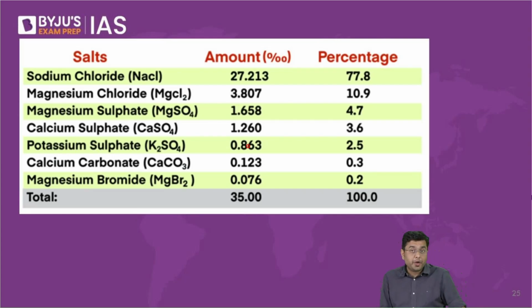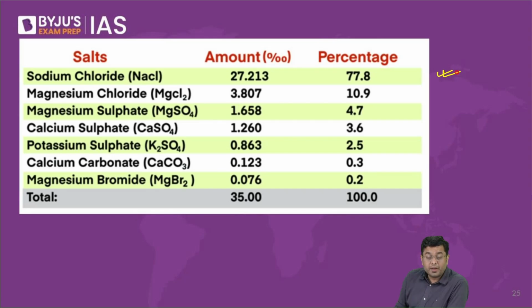Many of these salts will also be utilized by organisms. That is how, over a period of time, the salt present is utilized and lost from the sea surface. That is why, on average, seawater is able to maintain its salinity level.